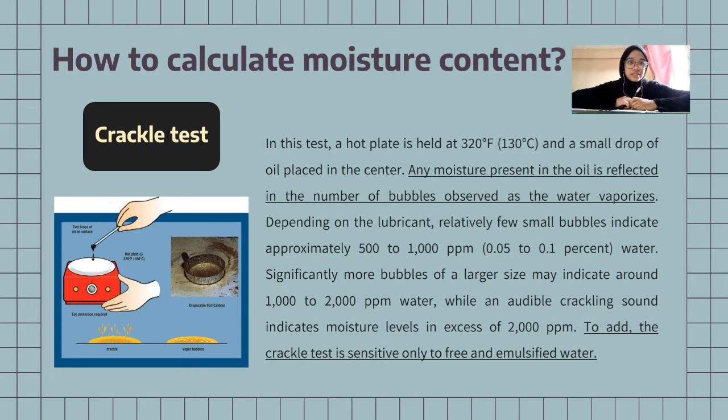Depending on the lubricant, relatively few small bubbles indicate approximately 500 to 1000 ppm of water. Significantly more bubbles of a larger size may indicate around 1000 to 2000 ppm of water, while an audible cracking sound indicates a moisture level in excess of 2000 ppm. To add, the crackle test is sensitive only to free and emulsified water.